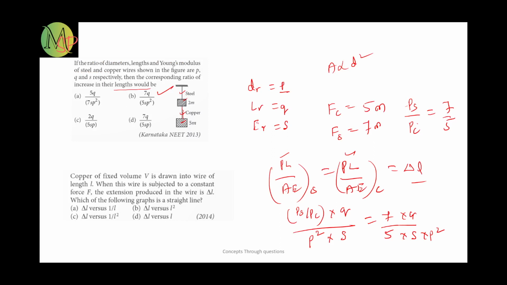In this question he has asked the nature of a graph. He has given copper of fixed volume V is drawn into a wire of length L. When the wire is subjected to a constant force F, the extension produced in the wire is delta L. Which of the following graphs is a straight line?